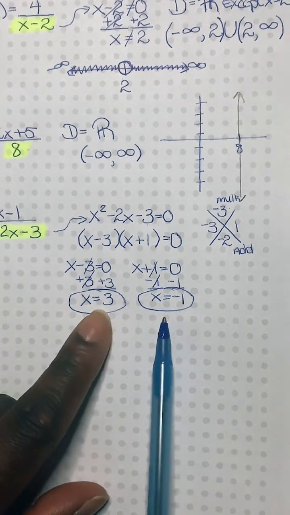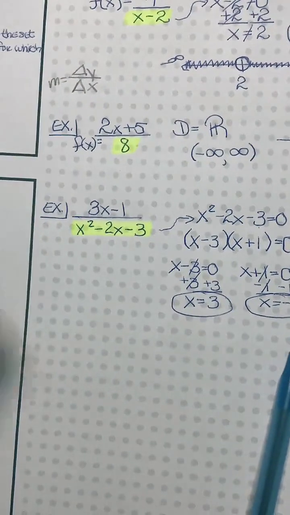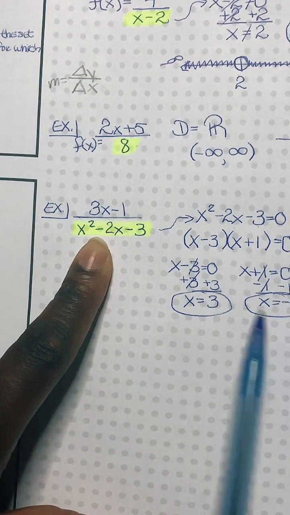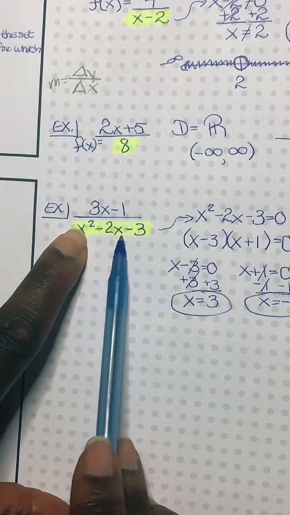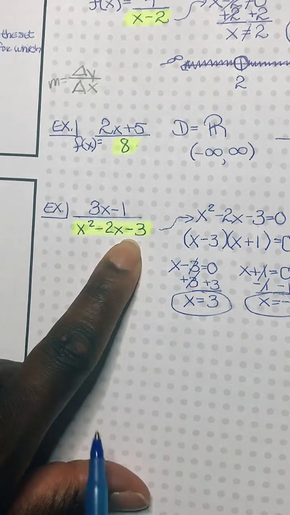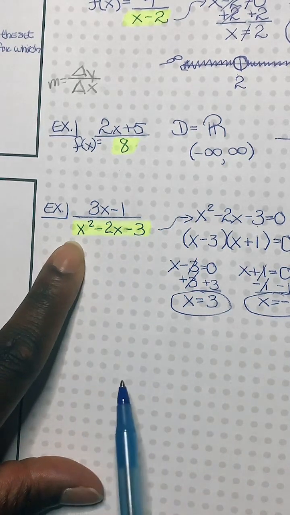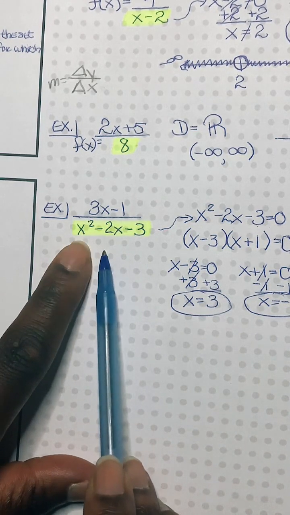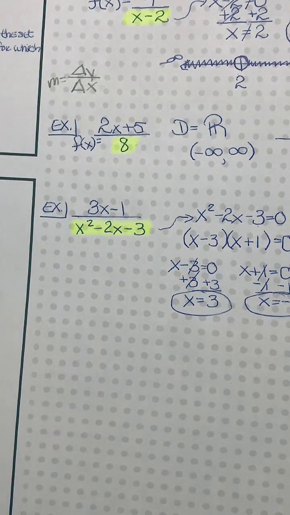So what you found is 2 numbers. If I put them into our original denominator, it will make it equal 0, right? If I plug the 3 in, 3 squared gives me 9. 2 times 3 gives me 6. 9 minus 6 gives me 3. 3 minus 3 gives me 0. If I plug the -1 in, -1 squared gives me 1. -2 times -1 gives me a positive 2. 1 plus 2 gives me 3. 3 minus 3 gives me 0.